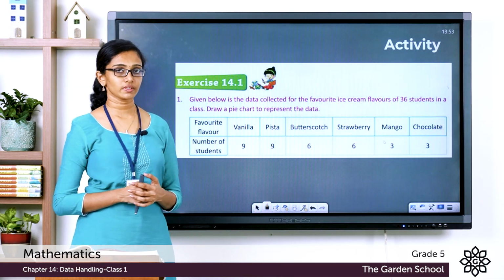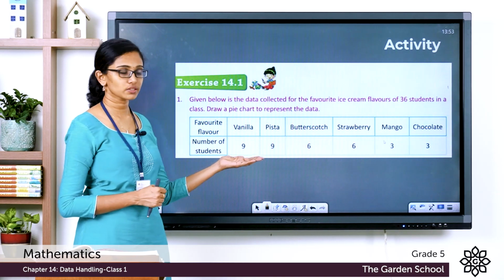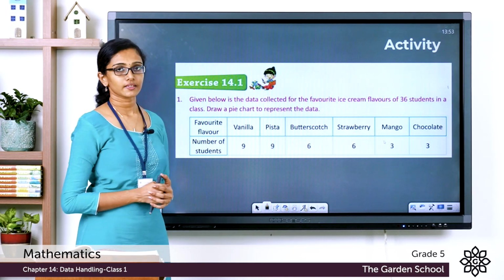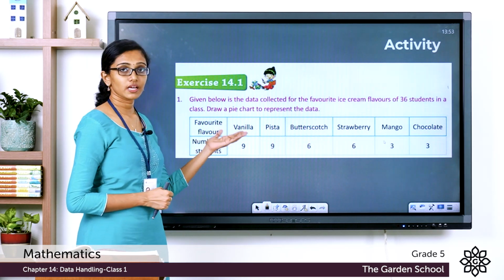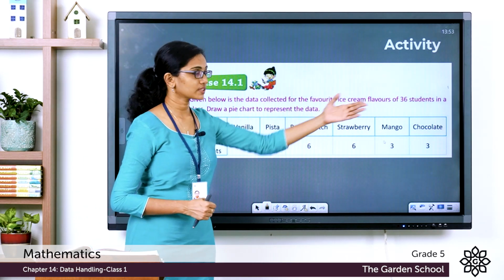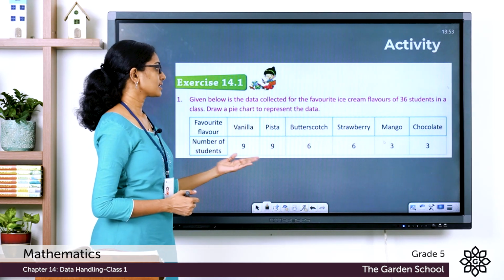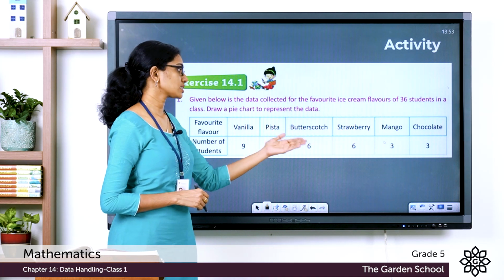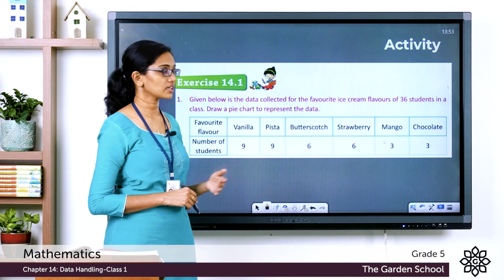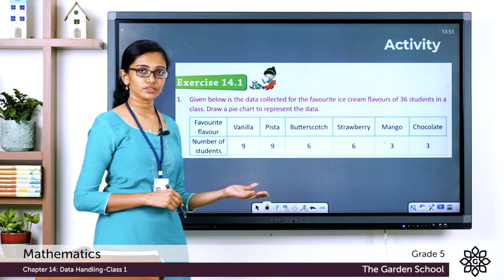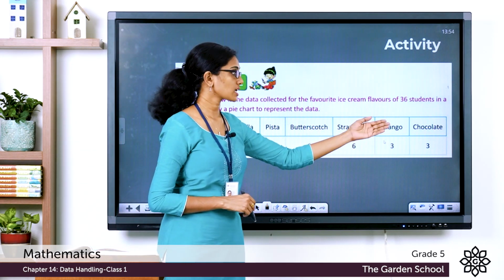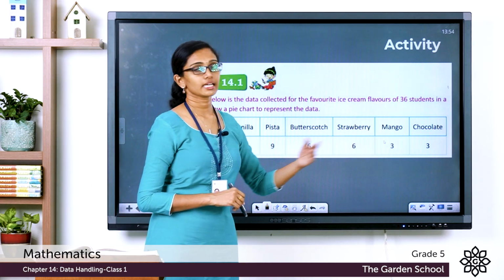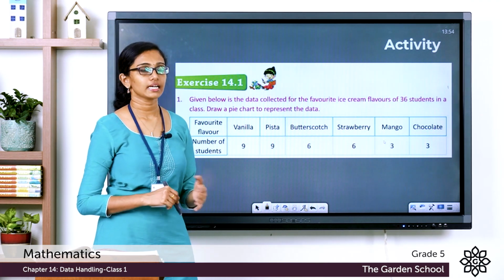So in this question, you are given the data such as the favorite flavor of ice cream and the number of students who like each flavor. So let's have a look at the data given here. Vanilla flavor is liked by 9 out of 36 students. Pista is liked by another 9 out of 36 students. Butterscotch is liked by 6 out of 36 students. And strawberry, another 6 out of 36 students. And mango is liked by 3 out of 36 students. And chocolate is liked by another 3 out of 36 students.